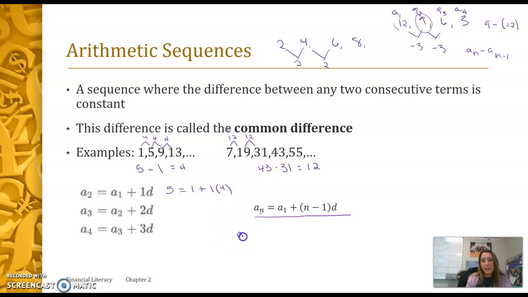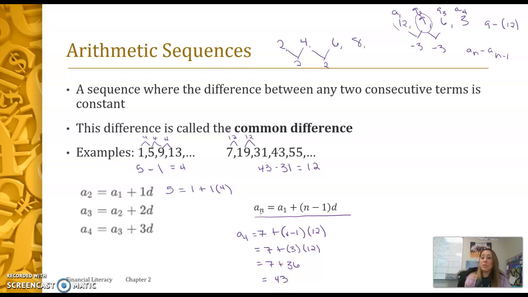So we are going to find a sub 4, which is equal to my first term, which is 7, plus my n, which I get from right here, is 4 minus 1, times my common difference of 12. So if we do that, we are going to get 7 plus 4 minus 1 is 3, and then we have 3 times 12, so then we get 7 plus 36, and 7 plus 36 is 43.